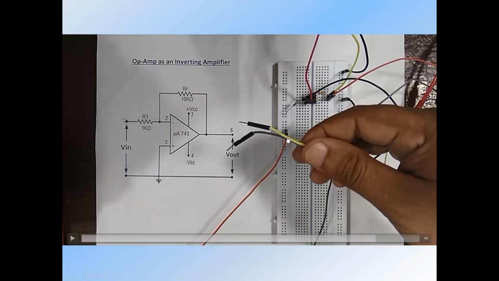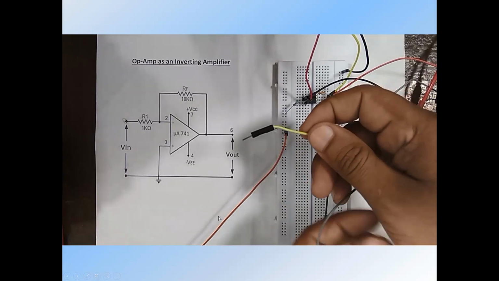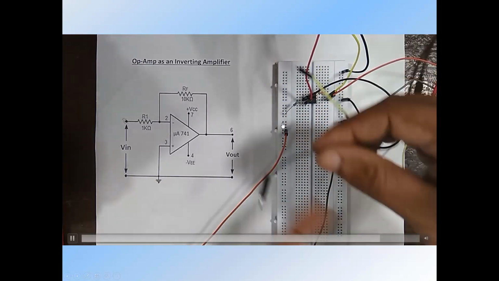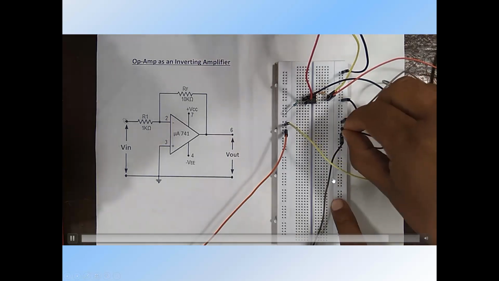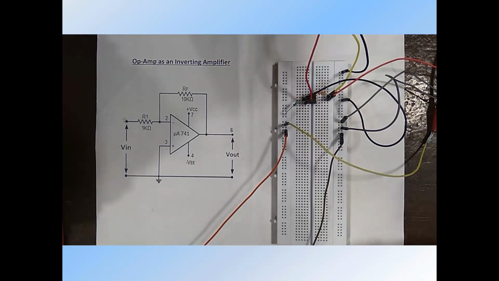This yellow wire is connected to main wire of BNC to crocodile clip, and this black wire is connected to ground of BNC to crocodile clip cable. This yellow wire is connected to this resistor, and this will be connected to ground. Now, before switching on the main power supply, check all these connections once again, and after that switch on all the instruments.